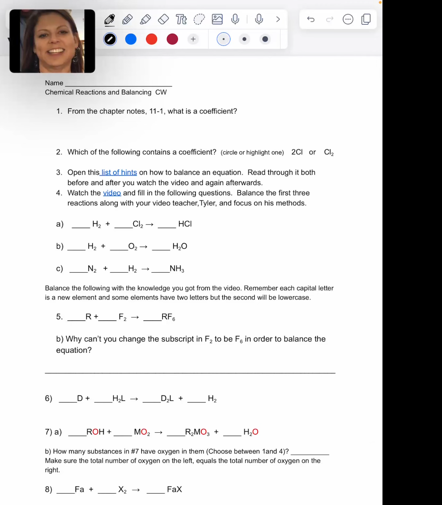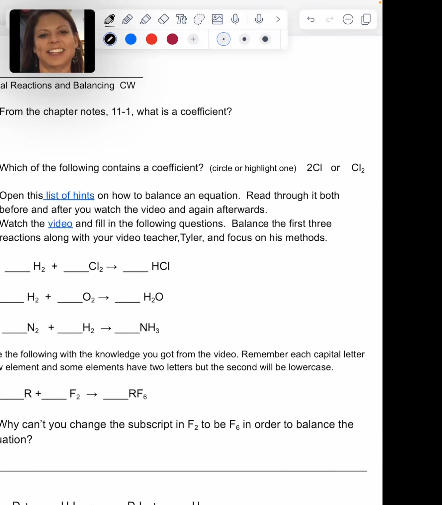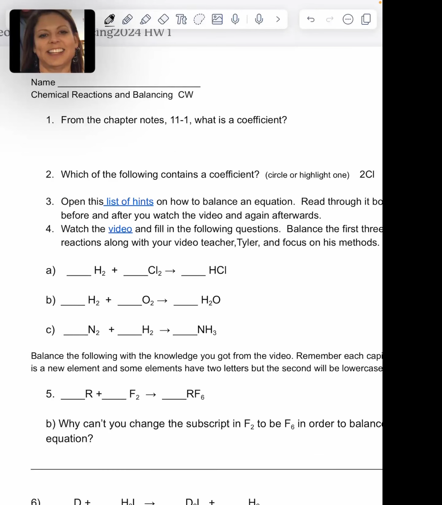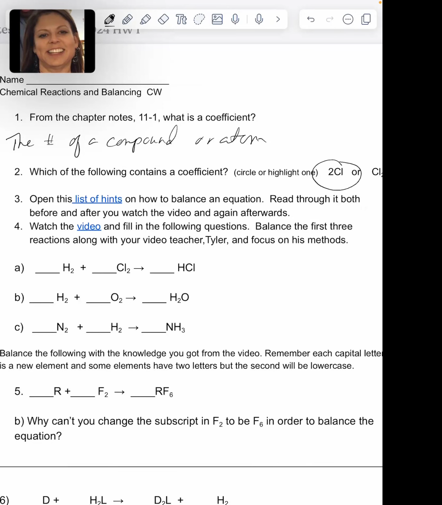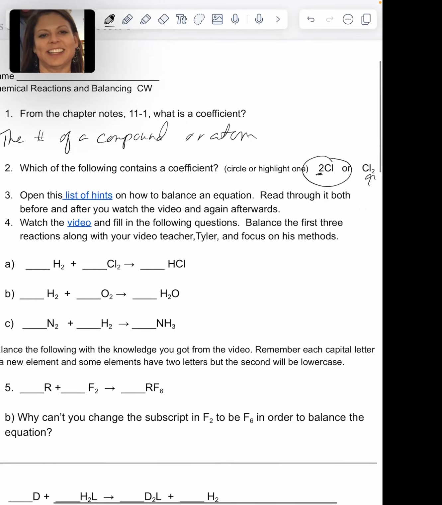So last night's homework from chapter notes, what's a coefficient? Coefficient is the number in front of a compound or an atom, which in this case in number 2 is that one, because this little guy is the subscript. This 2 is the coefficient. So I'm going to use that word a lot.